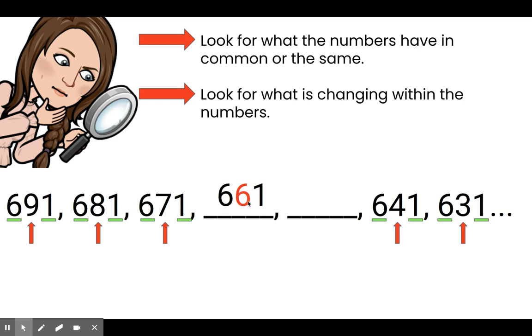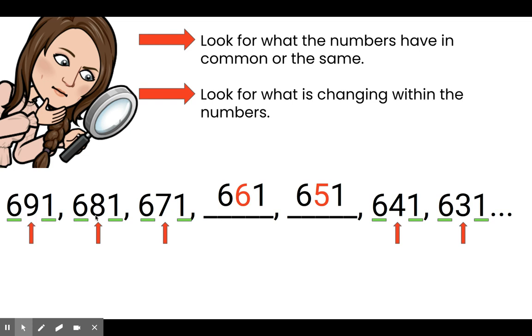Now we have 661. Let's remove another group of 10. Remember, our pattern is taking away one group of 10 each time. When we remove another group of 10, we have 651. How did you do? Were you able to complete this pattern? Let's read this pattern together.